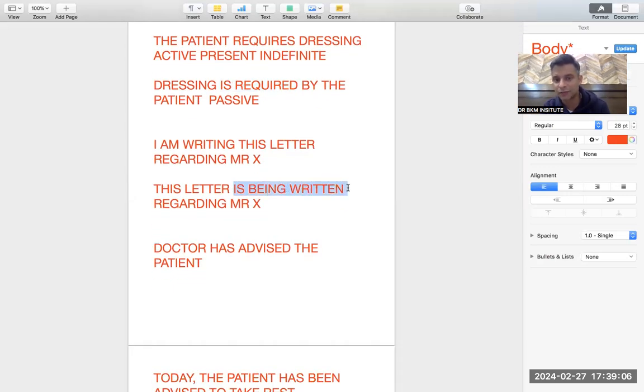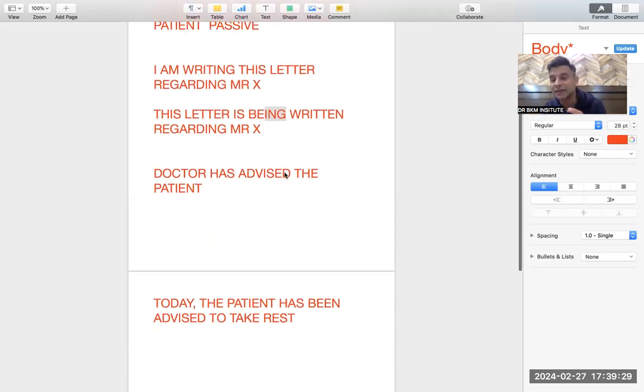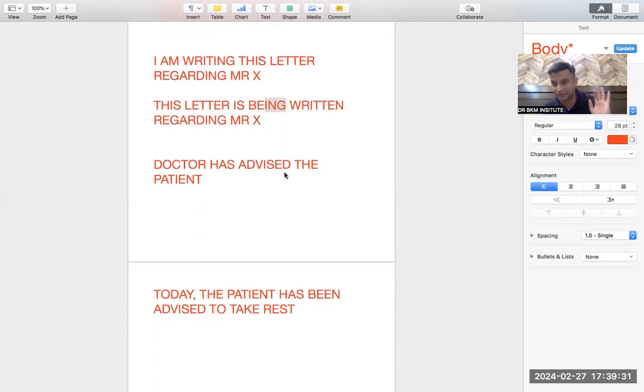Is plus third form. Then what is this being for? Being tells us it is continuous tense, like this ing. Ing means continuous tense. I am going to the park. That means it is a continuous tense. I am playing cricket. Cricket is being played by me. That means I am playing it right now. Ing means continuous. And this, the doctor has advised the patient, that means it has been done.